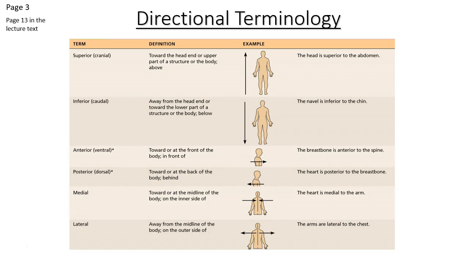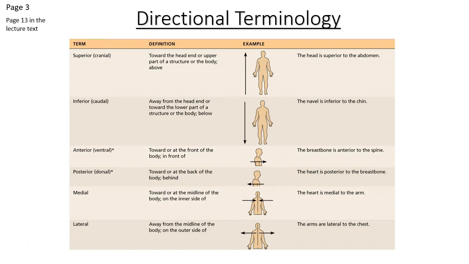As you can see, superior shows that it's something towards the head end or upper part of a structure or the body above. So the head is superior to the abdomen, the head is superior to your knee, the head is superior to your pubic region. Those are some good examples.